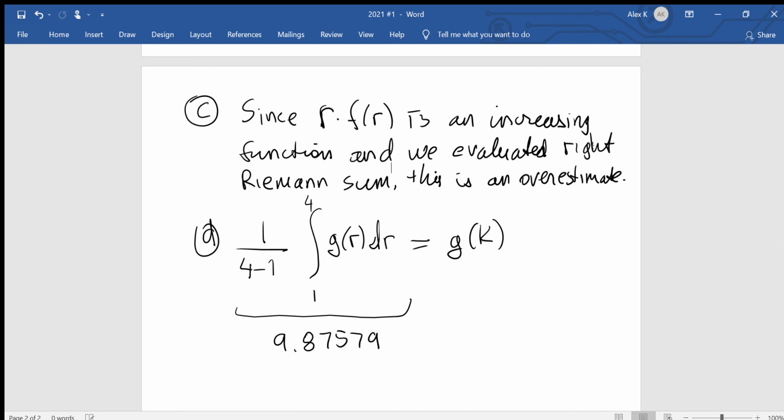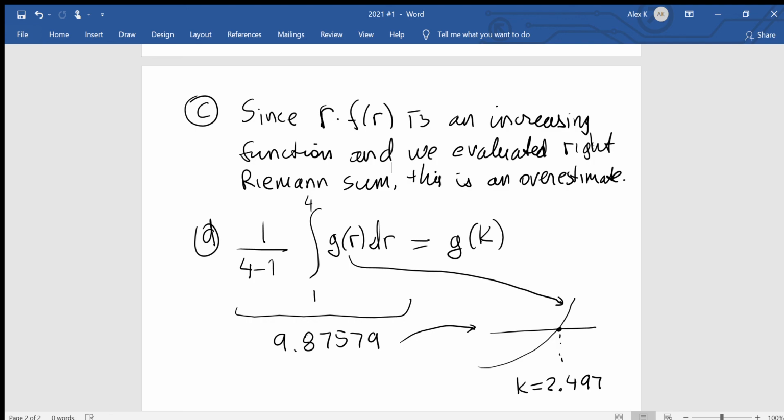So this whole expression here, if you substitute that in the calculator, is approximately 9.87579. And when this is done, this is going to give you some kind of graph. The graph is going to look kind of like that, and you're going to look for an intersection between the horizontal line, which is going to be that number here, and the function g itself. This point here is going to correspond. You're going to have to do this with a calculator. This value here is going to be k equals 2.497, and that concludes this problem.